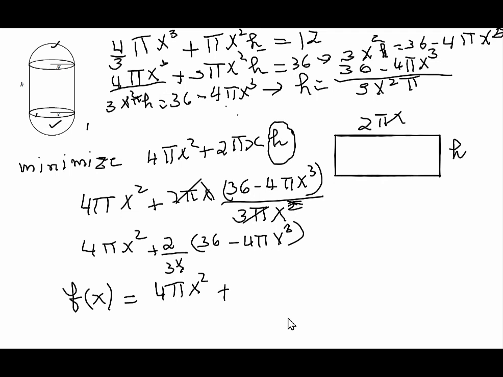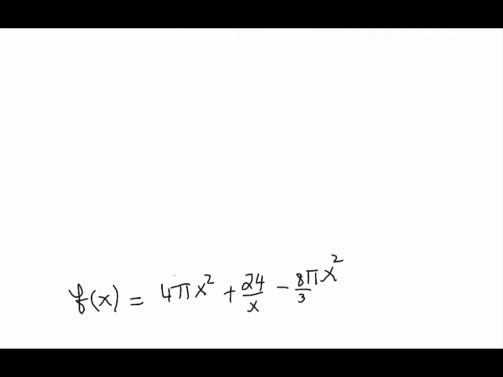3 times 12 is 36, so that will give us 24 over x, and then minus what we will have, 2 times 4 is 8 pi over 3. Now this x will change that x cubed to x squared. So now we have to minimize this quantity. Let's just go ahead and do that.